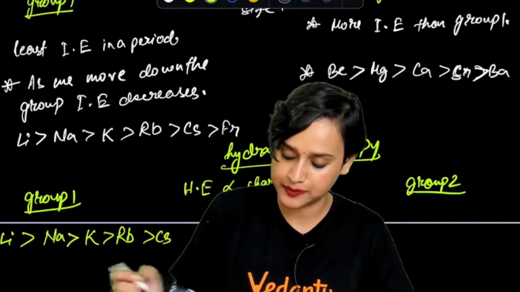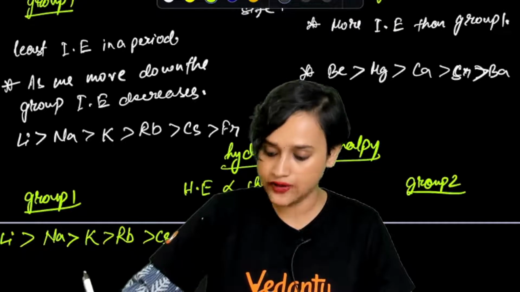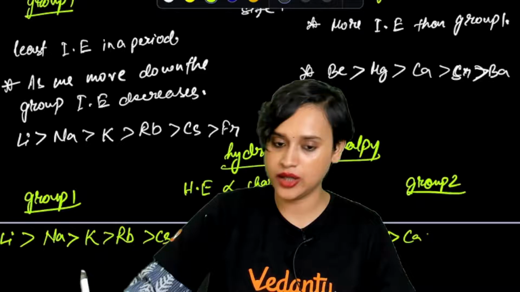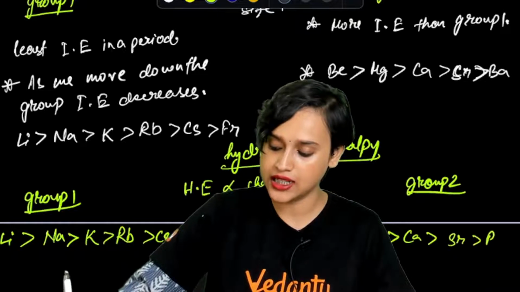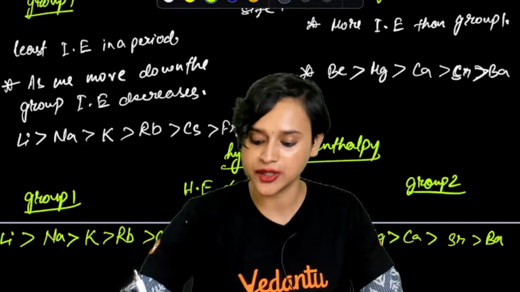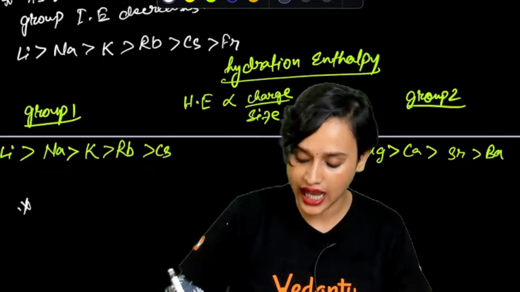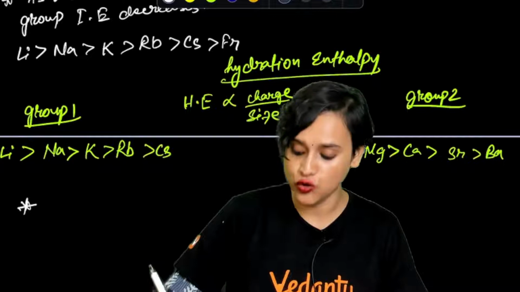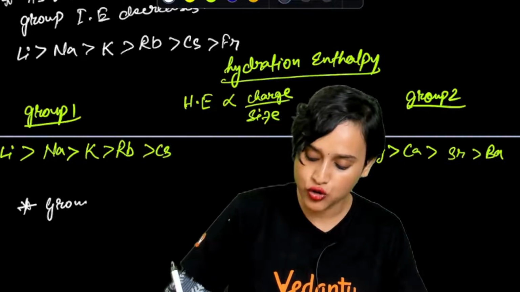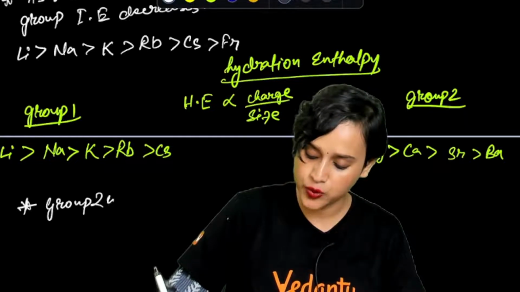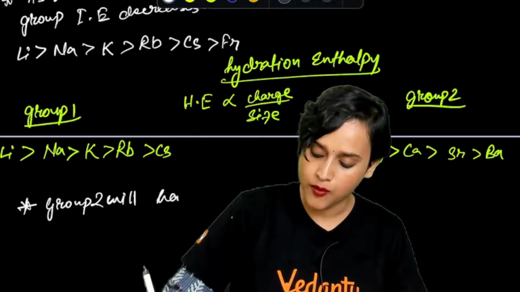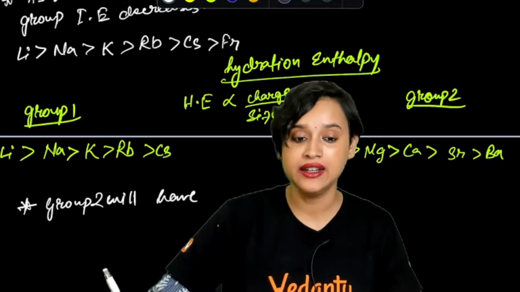And here we will have beryllium, magnesium, calcium, strontium, and barium. What do you think, guys? The answer is, write down the note here. The answer is that group 2 will have more hydration energy.